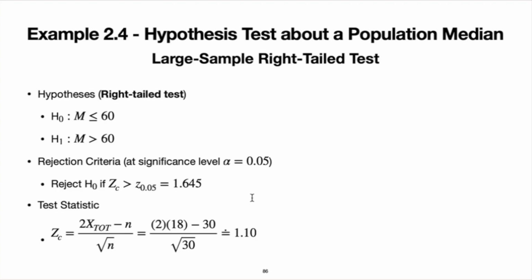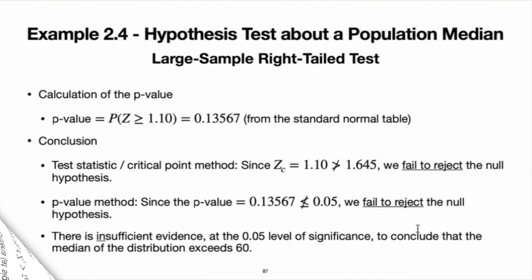The calculated value of the test statistic, zcalc, is 2 times EXST minus the sample size, all over the square root of the sample size. So 2 times 18 minus 30 all over the square root of 30 turns out to be 1.10. The p-value of the test, because this is a right-tailed test, is equal to the probability that the standard normal random variable is greater than or equal to the observed value of zcalc, which is 1.1, and that probability turns out to be 0.13567. Now we get that from the standard normal table.